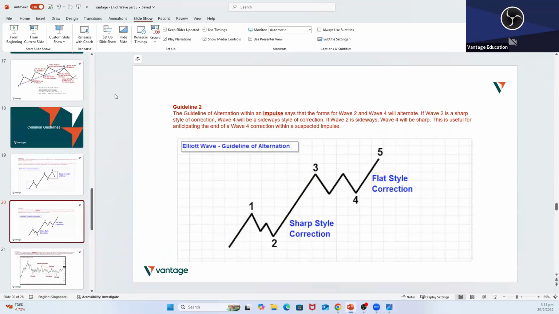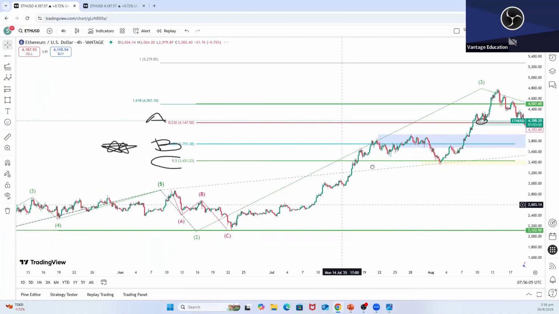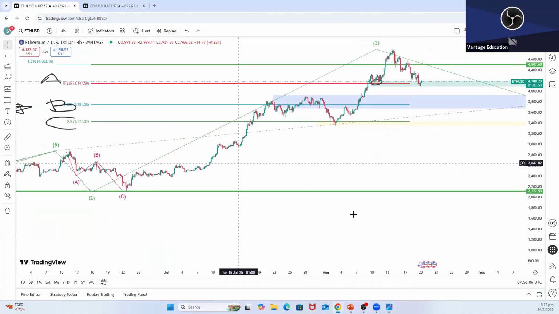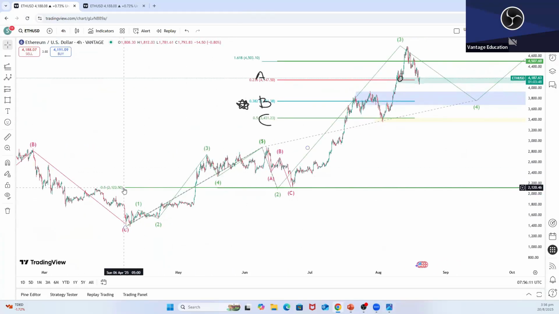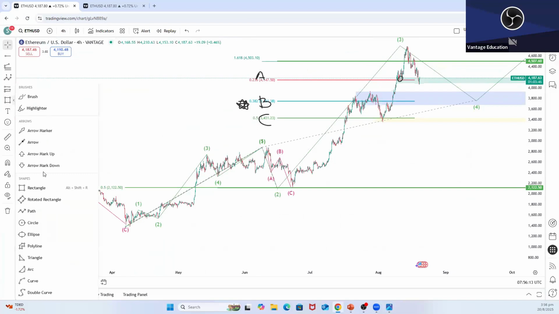I think it's this one. Okay, if wave 2 does a deep correction, wave 4 usually does a sideways correction. So if we pull out wave 2, remember wave 2 already did a 50% correction.